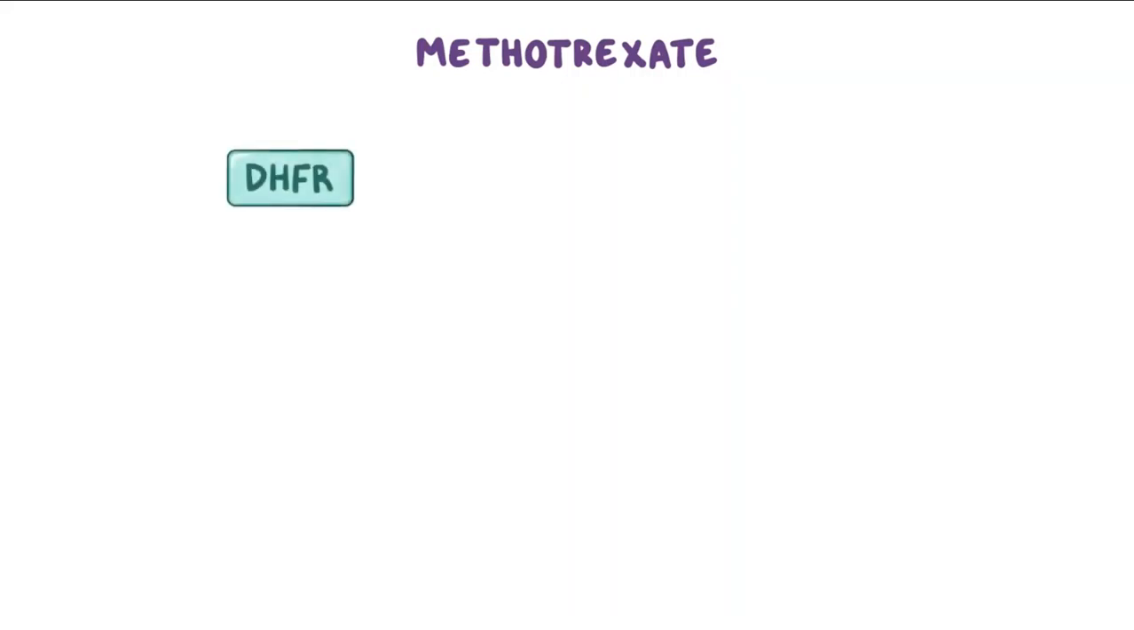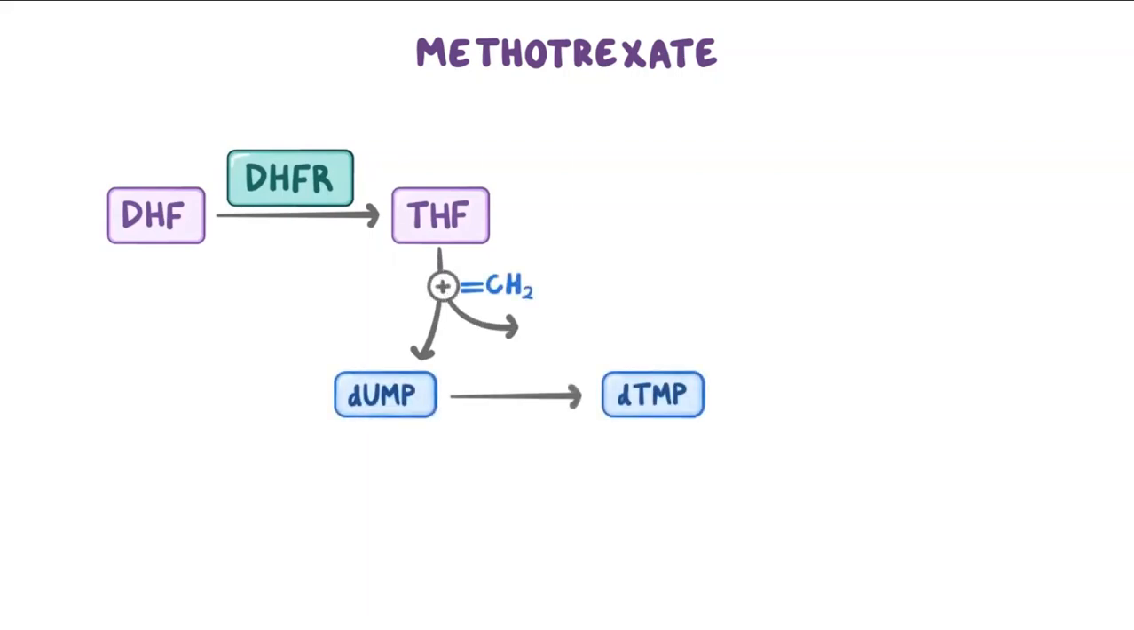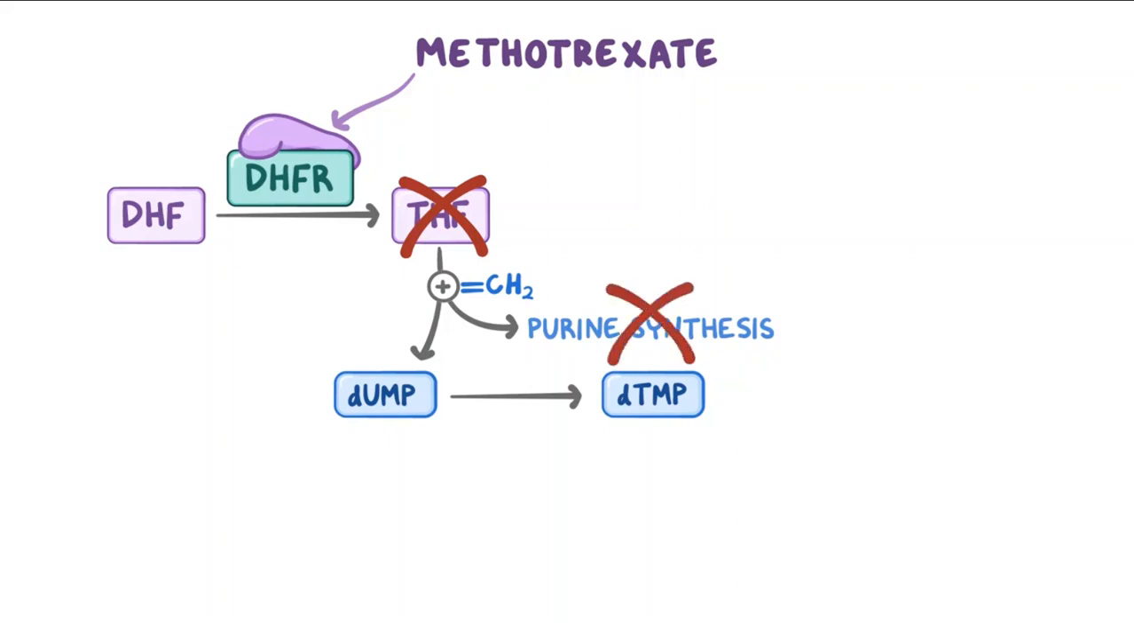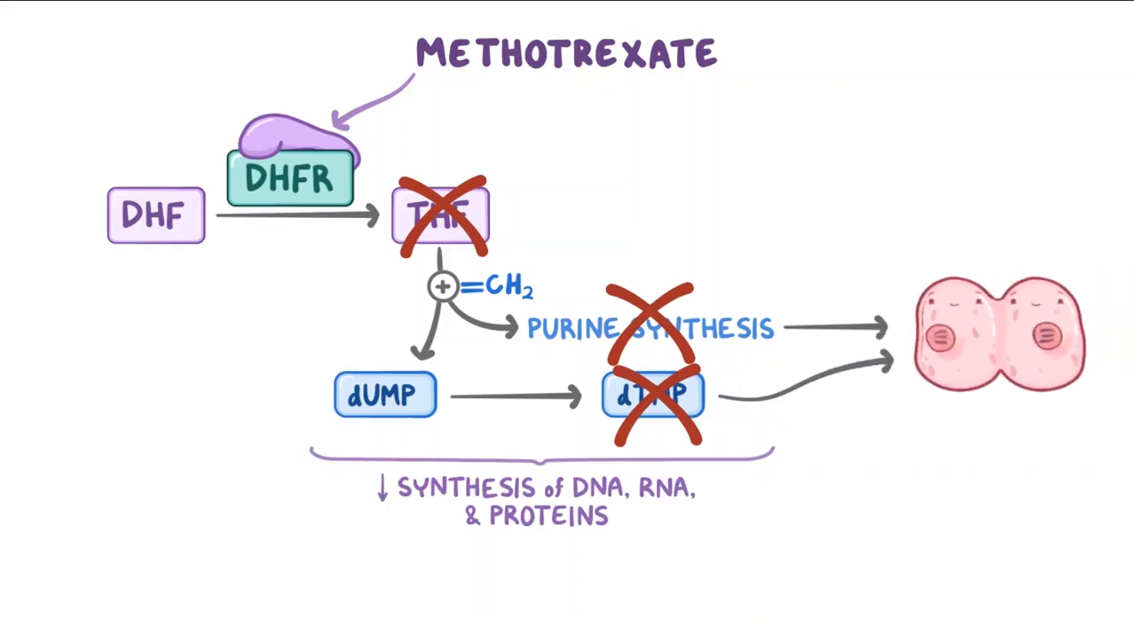Finally, an important antimetabolite is methotrexate, which is a folic acid analog. DHFR normally converts DHF to THF, which provides methyl groups necessary for the synthesis of dTMP from dUMP and for purine synthesis. Now, methotrexate has a higher affinity than DHF for DHFR, and so it binds and irreversibly inhibits this enzyme, resulting in decreased levels of THF. THF is also involved in the synthesis of purines and amino acids as well. The result is a decrease in the synthesis of DNA, RNA, and proteins, and thus inhibition of cell division.